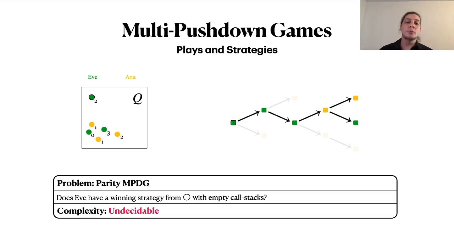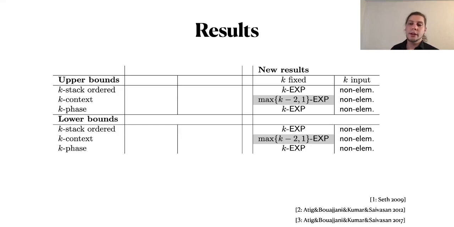Now, of course, finding a winning strategy is also undecidable. And we have to look at bounded multi-pushdown games. So here are our results for the bounds that we just saw. For k-stack ordered multi-pushdown systems and k-phase multi-pushdown systems, we are able to obtain a k-exponential upper bound, and for k-context bounded multi-pushdown systems, we were able to spare even two further exponents. Now this is quite expensive, and when we look at having the parameter k as part of the input, we see that immediately the complexity jumps to non-elementary.